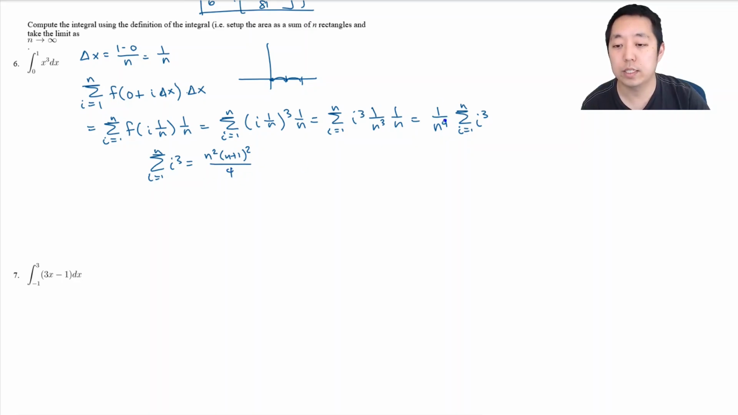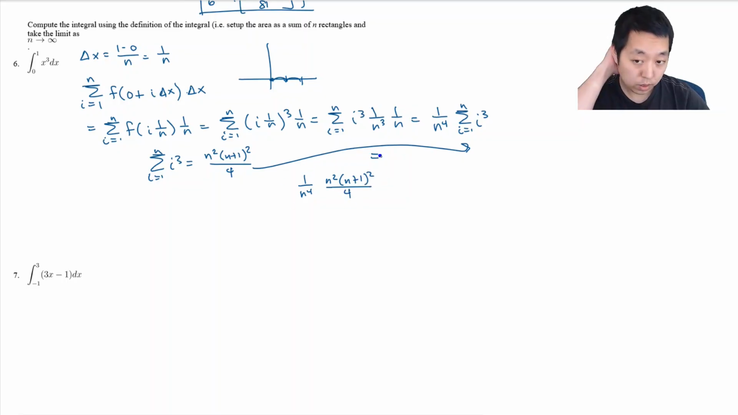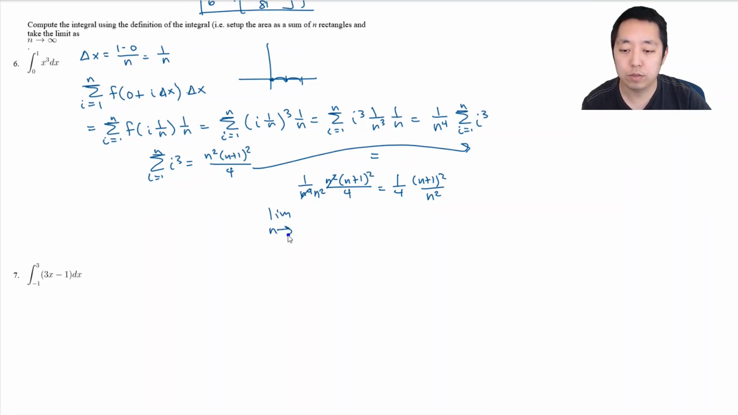Okay, so when I plug this in, that's what this is equal to. So if I do 1 over n to the 4th, we're going to plug that in there. So I'm going to get 1 over n to the 4th times n squared times (n plus 1) quantity squared over 4. And this is going to cancel with two of these. So I'm going to have 1/4 times (n plus 1) squared over n squared. And now I'm going to take the limit as n goes to infinity, as I take an infinite number of rectangles. I can bring the 1/4 out because anything that doesn't depend on n I can bring out.